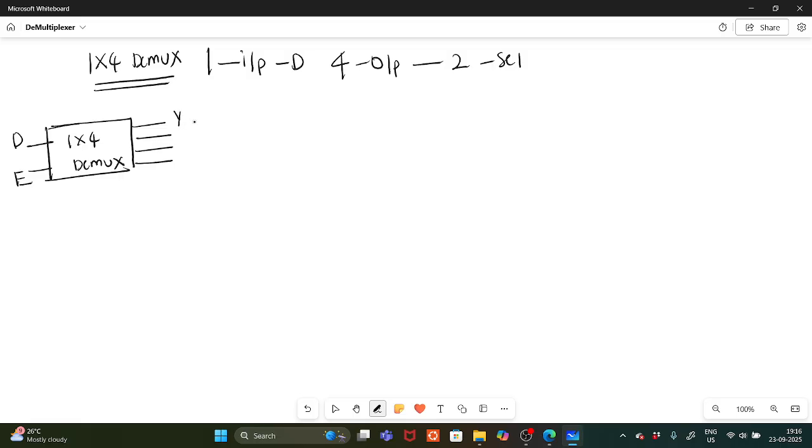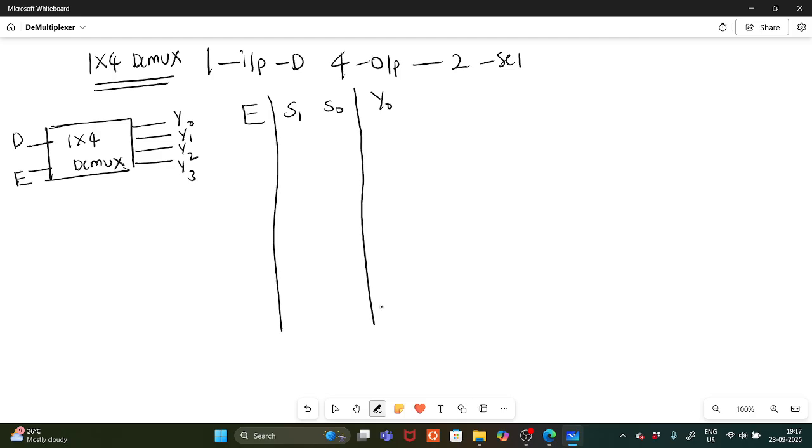The outputs are Y0, Y1, Y2, Y3. Next, you need to draw the truth table with enable, selection lines S1, S0, and outputs Y0, Y1, Y2, Y3.